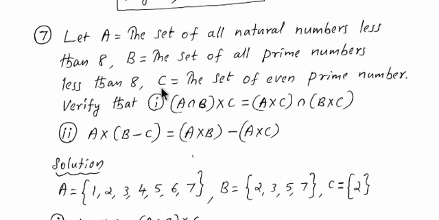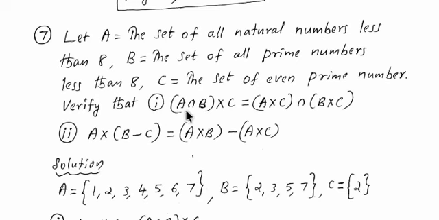Then C. C is equal to the set of even prime numbers. We know that the first prime number is 2. 2 is the only even prime number. Other prime numbers are odd numbers. Therefore, C is equal to the set {2}.